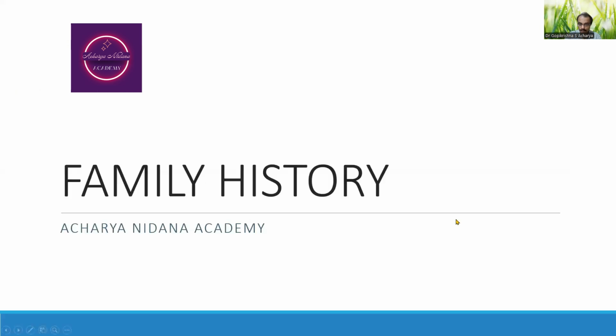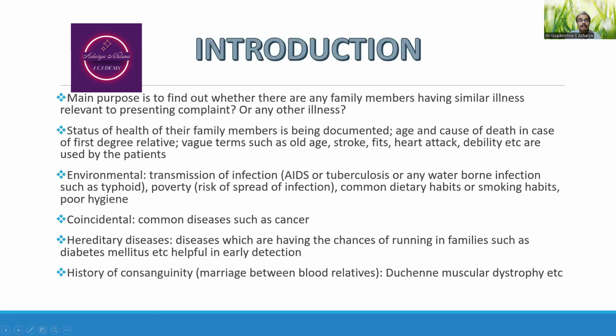When you say family history, the main purpose of family history is to find out whether there are any family members who are having a similar illness relevant to the presenting complaint. So, for example, if the person is suffering from diarrhea, we are going to inquire about the family members who are having diarrhea. If the person is having cough, we are going to inquire whether the family members are having cough or not, or whether fever is present or not.